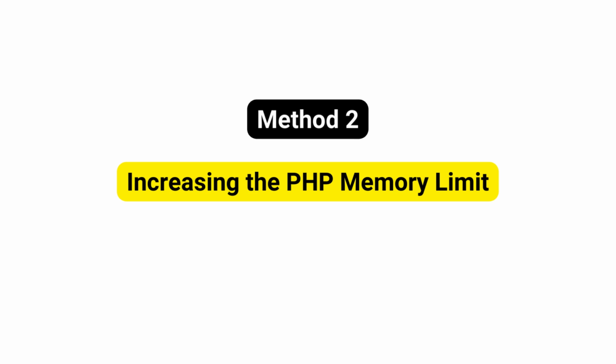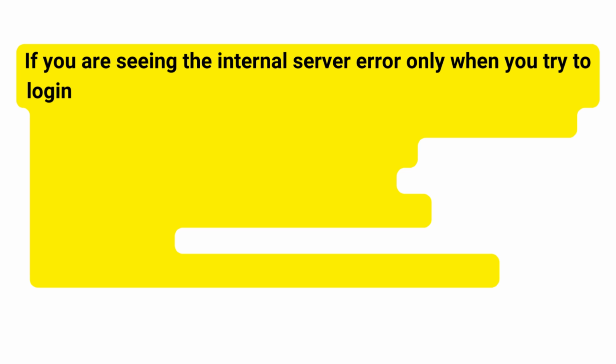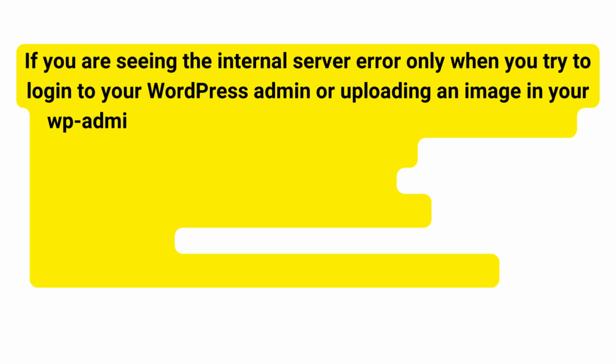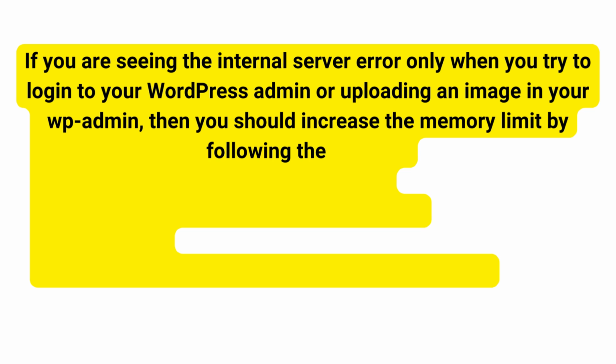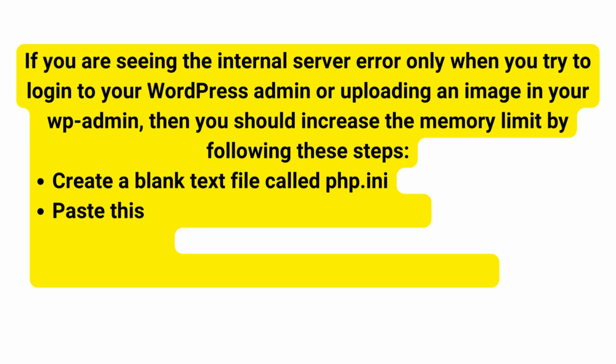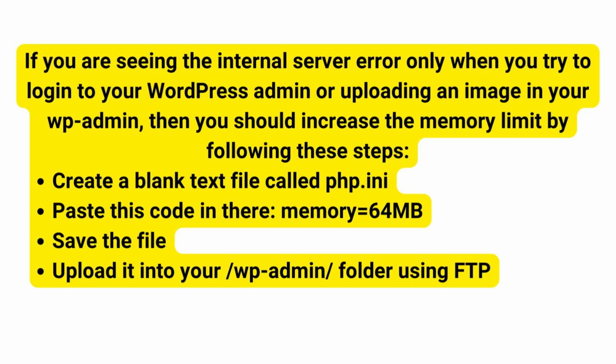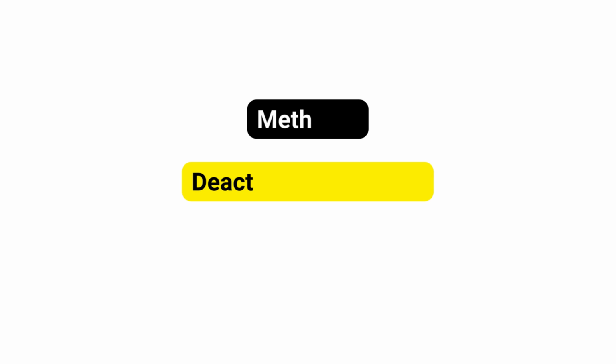Method 2. Increasing the PHP memory limit. If you are seeing the internal server error only when you try to log into your WordPress admin or uploading an image in your WP admin, then you should increase the memory limit by following these steps. Create a blank text file called php.ini. Paste this code in there. memory=64MB. Save the file. Upload it into your /wp-admin/ folder using FTP.